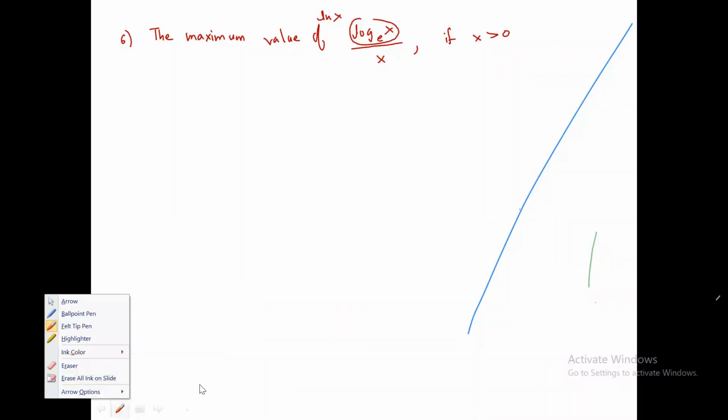Let's go to question number 6. You have to find the maximum value of log x base e by x, if x is greater than 0. While writing log, they wrote base e. That is nothing but actually ln of x. Ln of x means log with base e. Anyhow, in your textbook, they are using that. We will be using that.